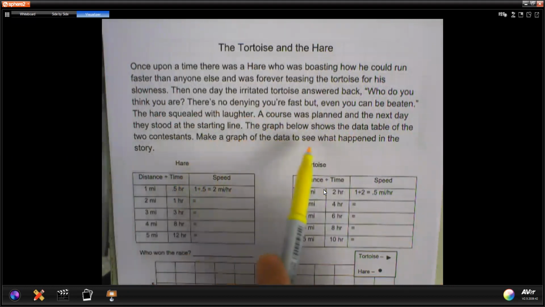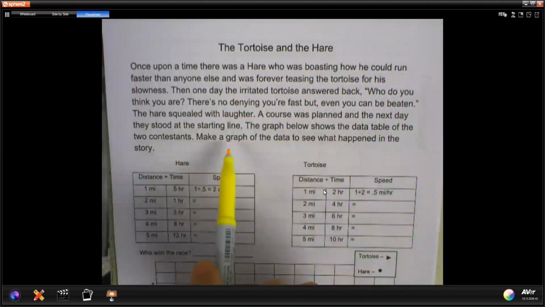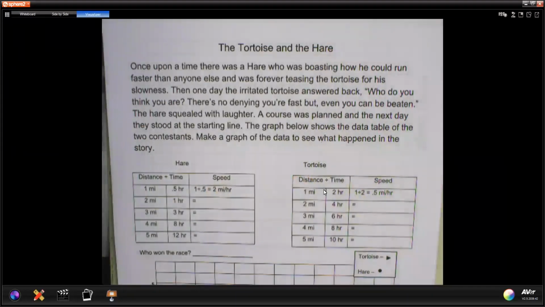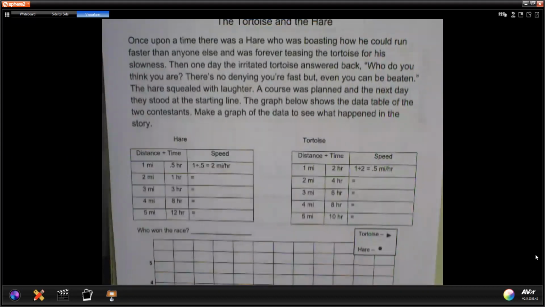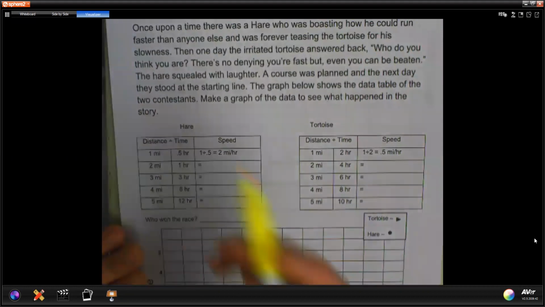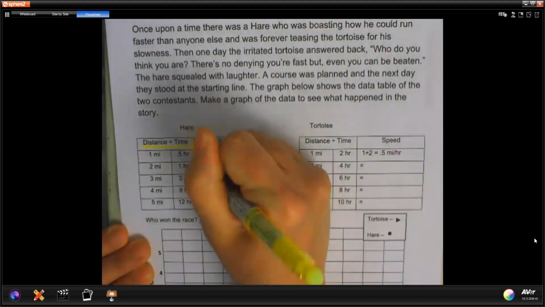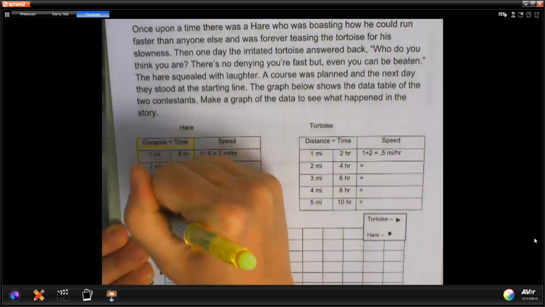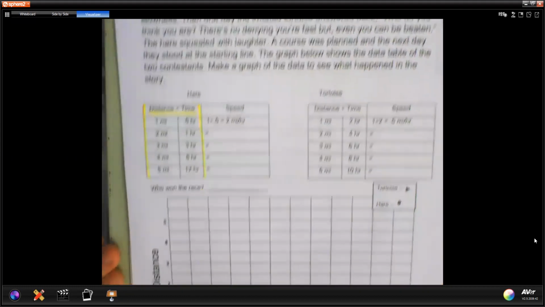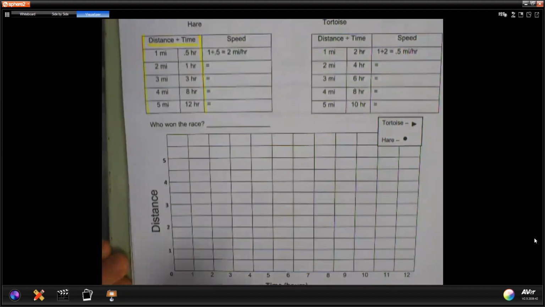A course was planned, and the next day they stood at the starting line. The graph below shows the data table of the two contestants. We're going to make a graph of the data to see what happened in the story. The first part is something that we have done before that you are familiar with, and that's dealing with the distance and the time. We're going to use this distance and time, right here, to plot the graph of movement at the bottom here.